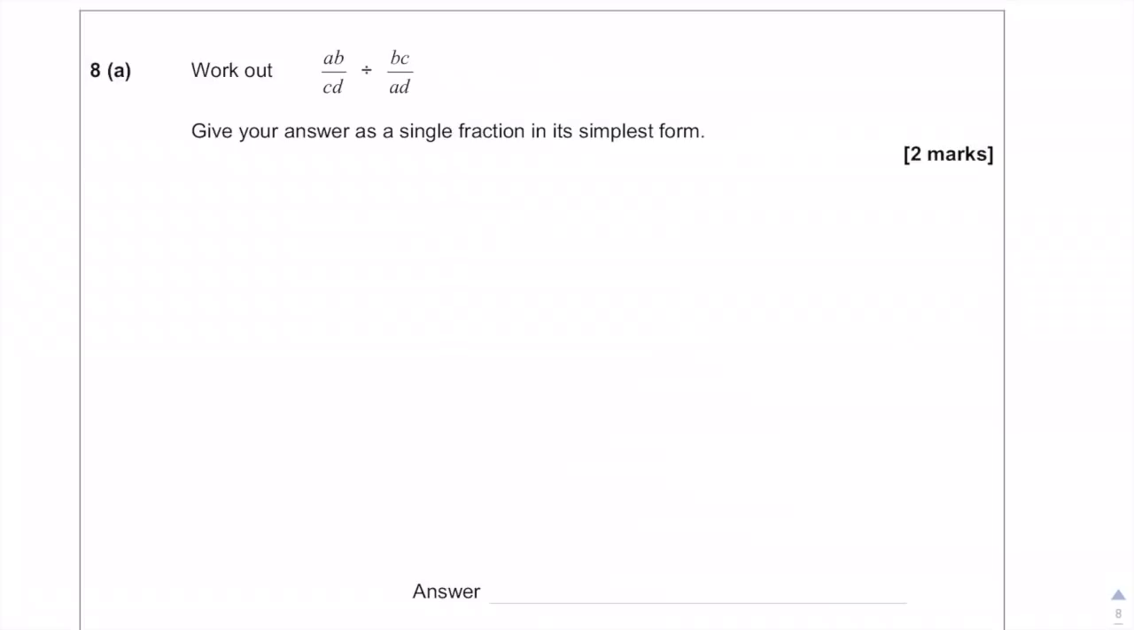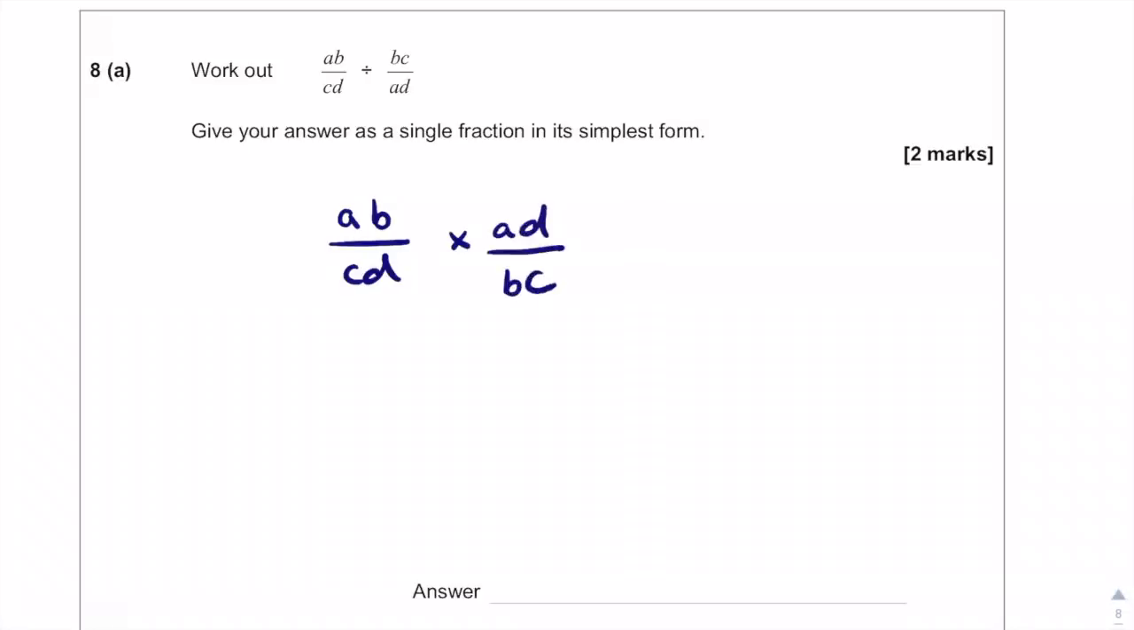Question 8, part A, we need to work out AB over CD divided by BC over AD. Give your answer as a fraction in its simplest form. When we've got one fraction divided by another fraction, in order to simplify that, we take the first fraction and multiply it by the reciprocal of the second fraction. So what we're going to have here is AB over CD multiplied by the reciprocal of BC over AD. So that's going to be AD over BC.